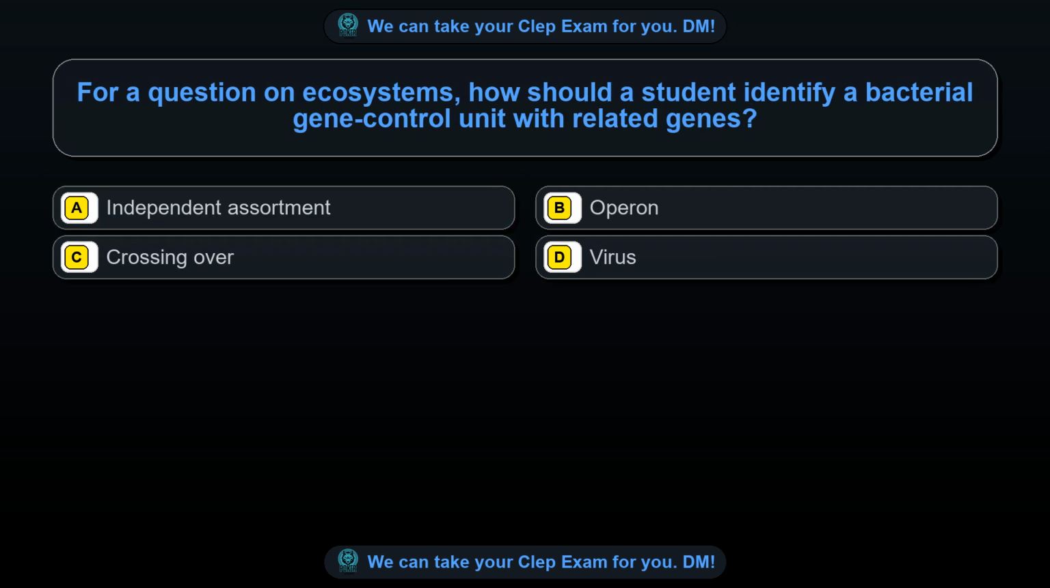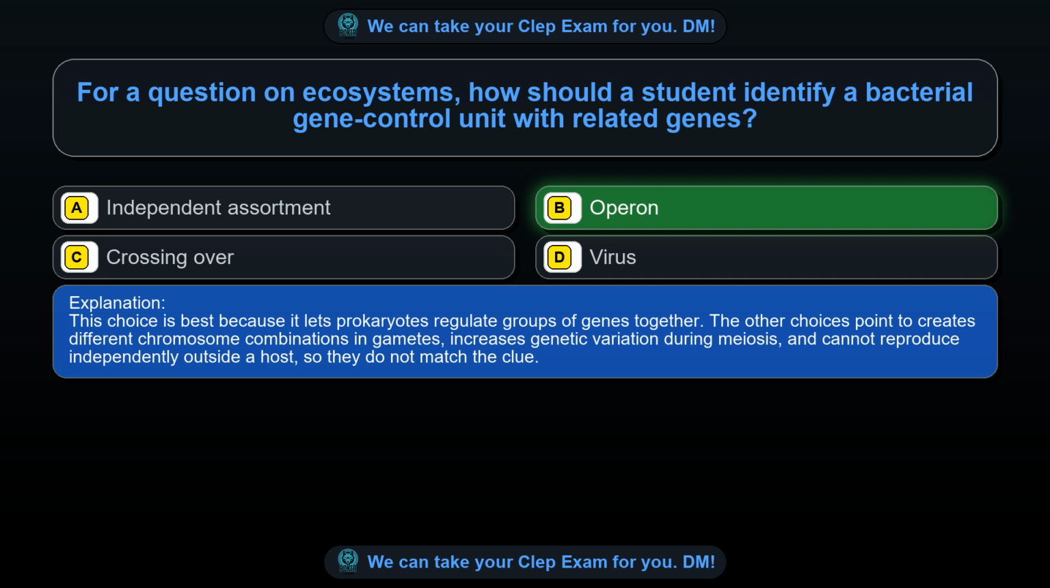Question 36. For a question on ecosystems, how should a student identify a bacterial gene control unit with related genes? Option A, independent assortment. Option B, operon. Option C, crossing over. Option D, virus. The correct answer is option B, operon. This choice is best because it lets prokaryotes regulate groups of genes together.